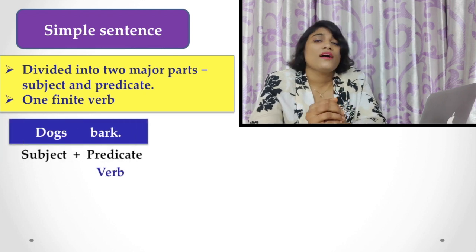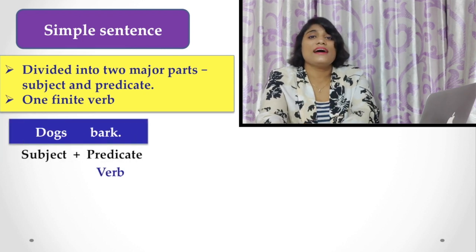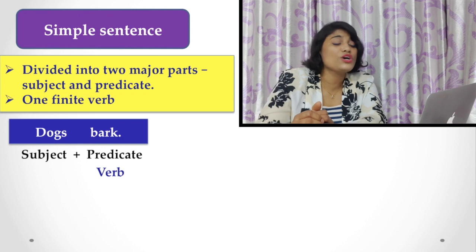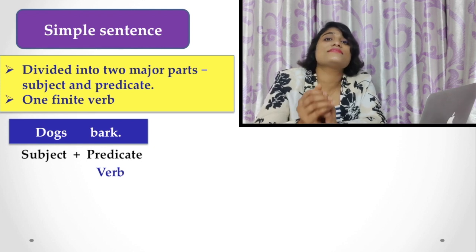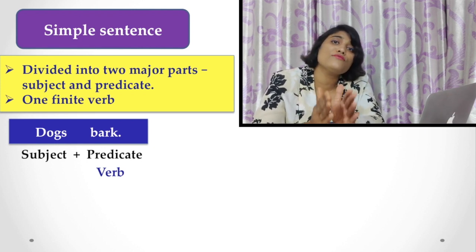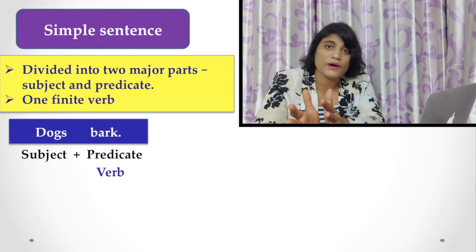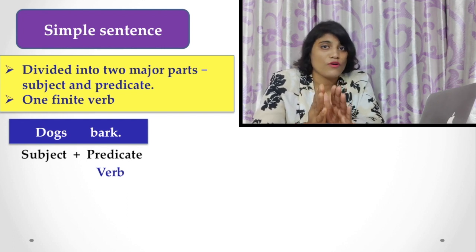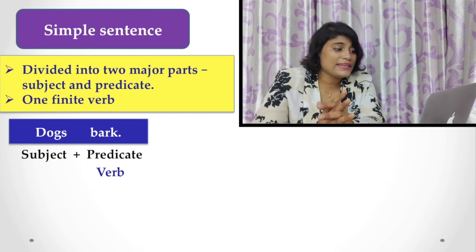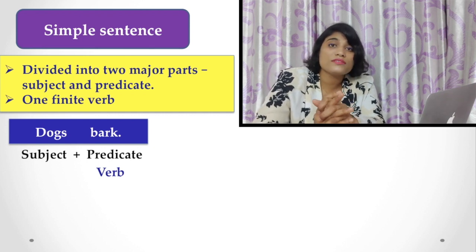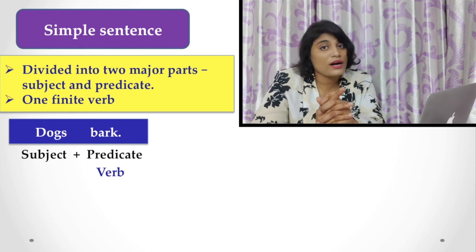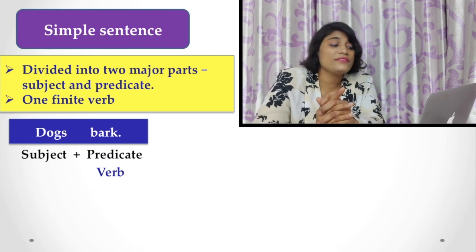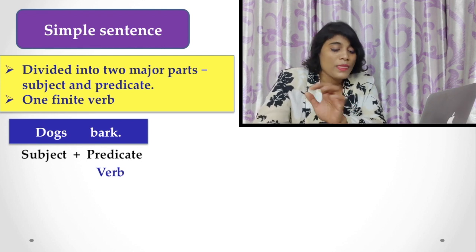So here, if we consider a simple sentence, that is dogs bark. This is a simple sentence where you find one subject part and the predicate part consists of only a finite verb. That is, dogs is the subject, and bark is the predicate part. There you find bark is a verb.